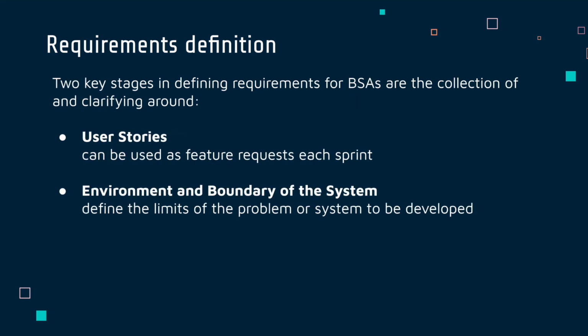There are two key stages in defining requirements for BSAs, and that involves the collection of what we've referred to before as user stories. So in agile development, user stories form the foundation of feature requests in each sprint. Now let's just put a pause there.